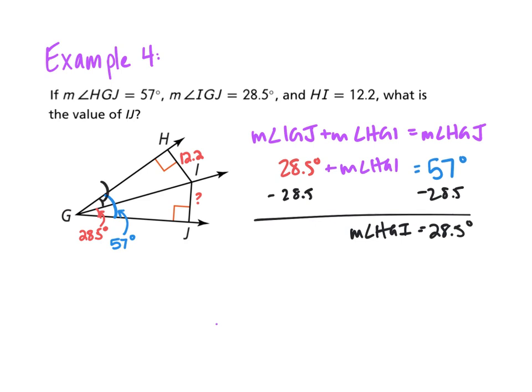So this angle right here is also 28.5 degrees, which means that this ray, GI, is bisecting angle HGJ. The two parts of it are congruent. This is bisecting it. And we learned that any point that's on the angle bisector of an angle will be equidistant from the two sides. So if from I to H is 12.2, then that would mean that from I to J is also 12.2.